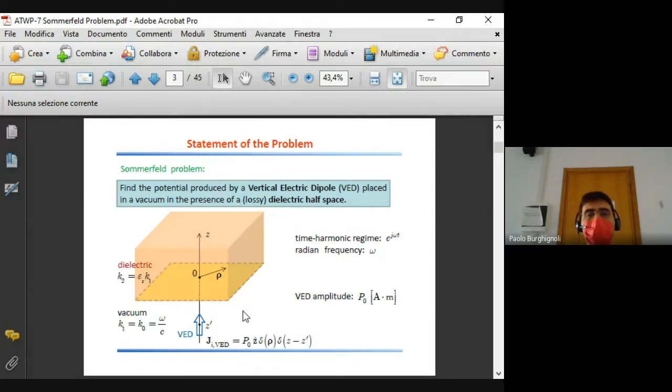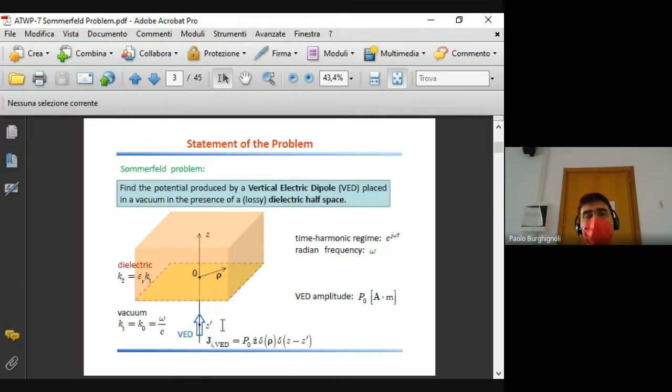As you can see in the picture, there is this vertical electric dipole represented by a blue arrow, located at some vertical abscissa, z prime, along the z axis. The amplitude of this source is P0, which is expressed in amperes times meter. Analytically, this kind of source can be represented as an impressed electric current, which is proportional to Dirac delta functions, since this is a point source, so it is non-zero only where the source is located, that is, when z is equal to z prime, and when rho, the transverse position vector, is the zero vector. So you can see here the product of two deltas. Then there is the unit vector z, which gives us the direction of the dipole. And finally, the complex amplitude, p0.